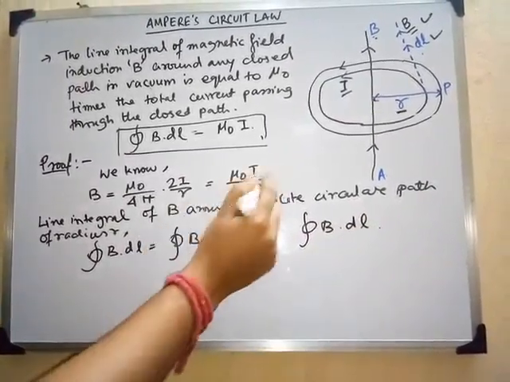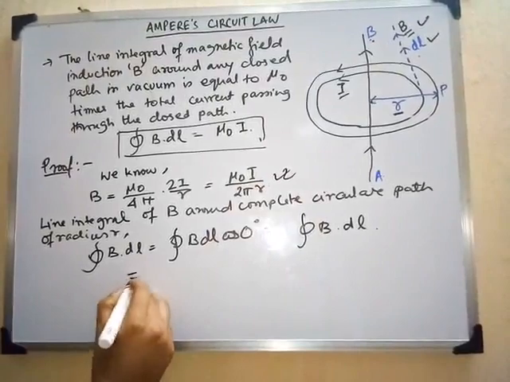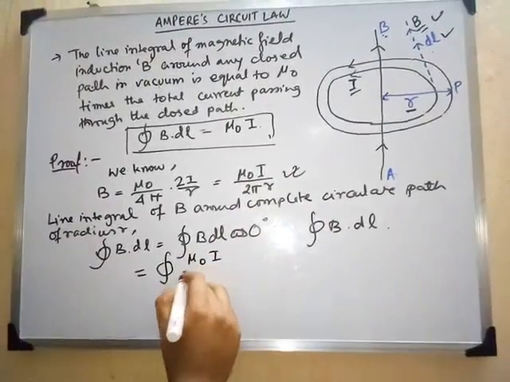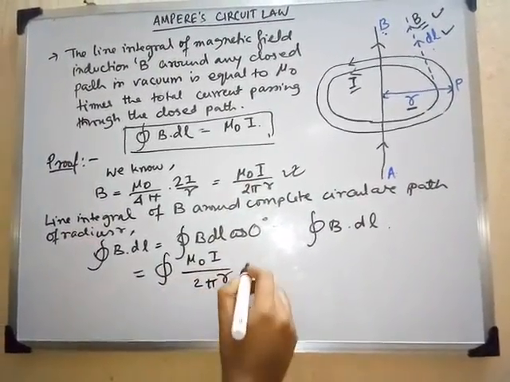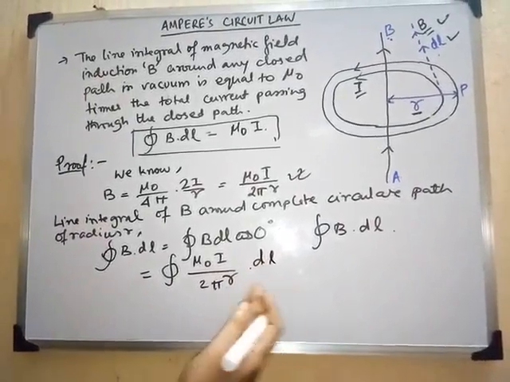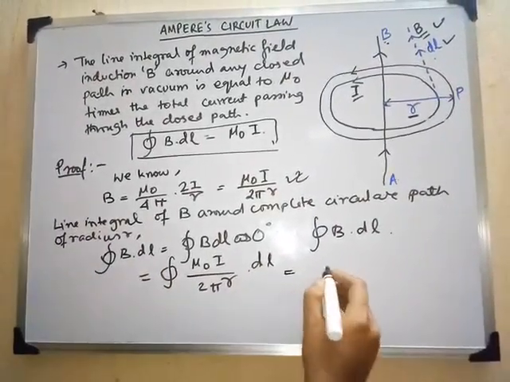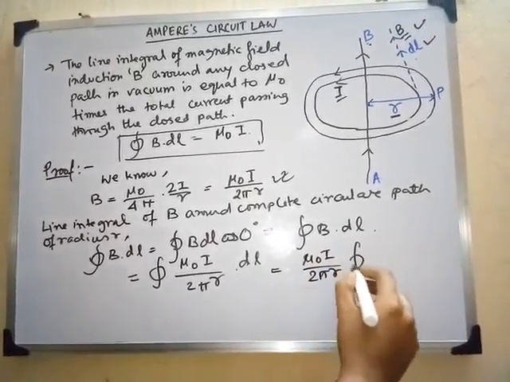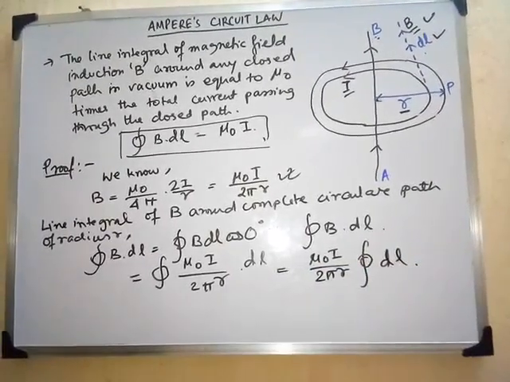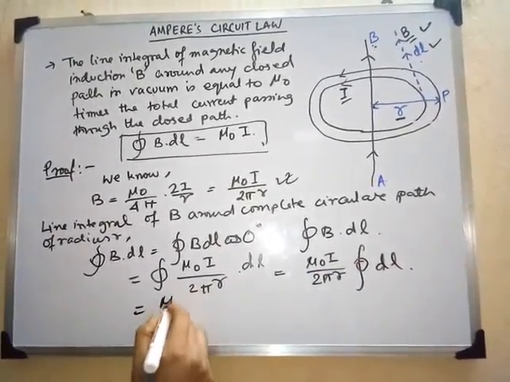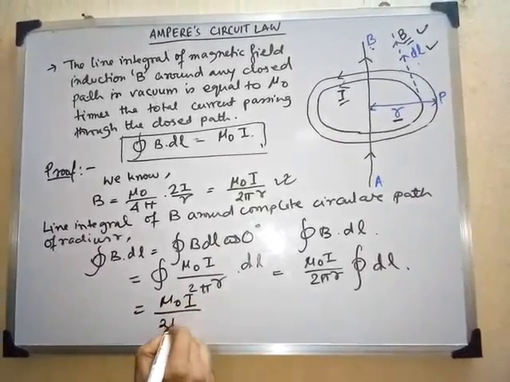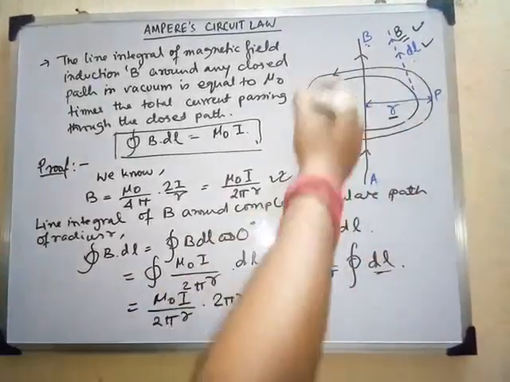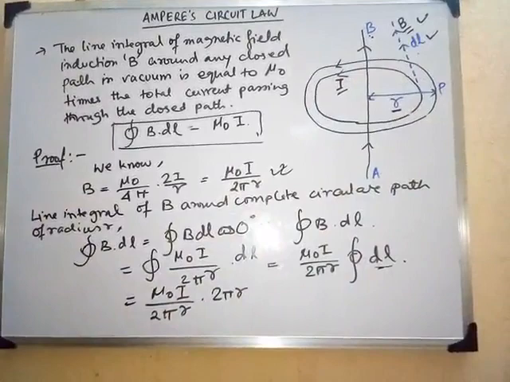So now this B dl, I have got this expression here. Simply put the value. So you can get this as the closed line integral of mu naught I by 2 pi r, dl. From here, just take out the constant part, so we can write this equal to mu naught I by 2 pi r, all constants, times the closed line integral of dl, right? Now from here we arrive at this expression as mu naught I by 2 pi r into 2 pi r. Why 2 pi r? dl is actually the total circumference of the circular path that we are considering.